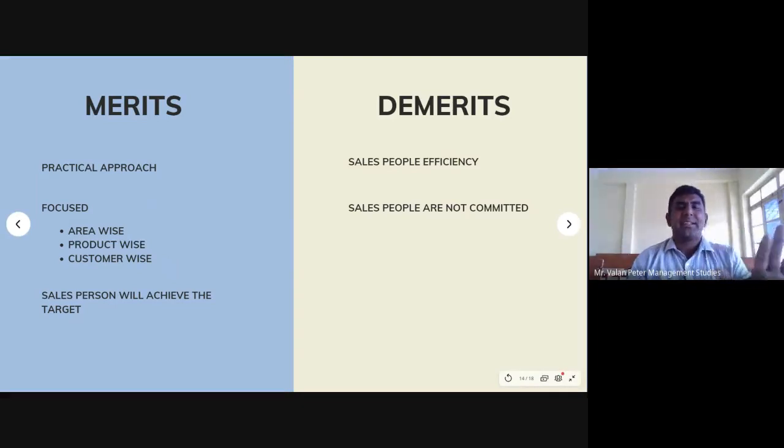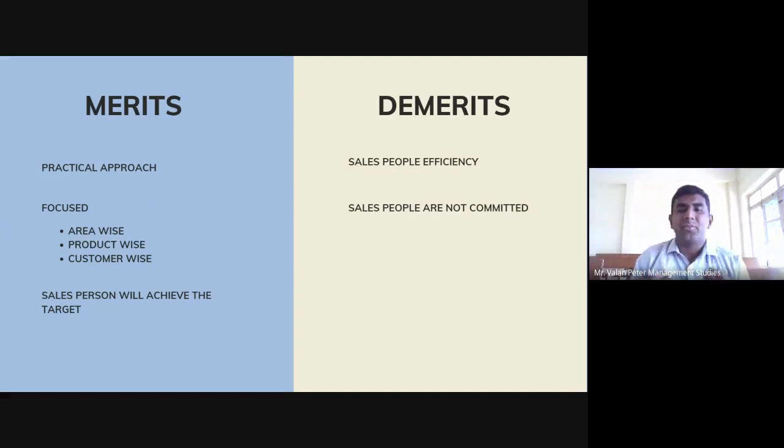He will tell, sir, Chennai is suitable for mobile phones, sir. Yelagiri is suitable for warm dresses. We can sell sweaters, we can sell hand gloves, but you cannot sell those products in Chennai because Chennai is very hot. Yelagiri is very cold.